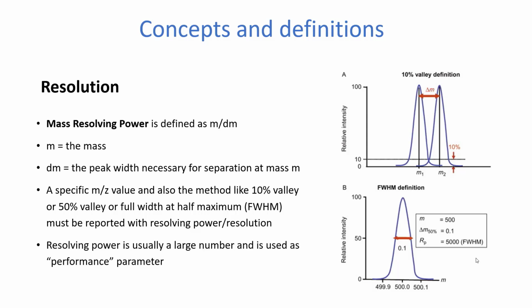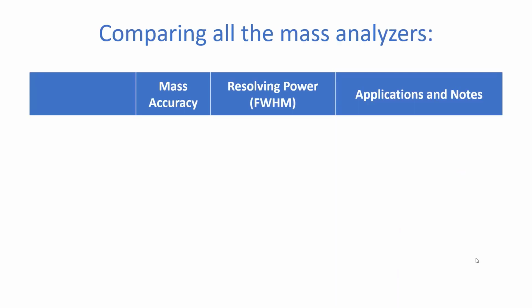Resolving power is usually a large number. So the bigger the resolving power, the better the resolution of the instrument. So it's usually used as a performance parameter. When you're going to buy a mass spec, if resolution is important to you, you'll be looking at those numbers. The mass specs get exponentially more expensive the more resolution they have, and sensitivity is often not as good the higher you go up in resolution, but really powerful mass specs can do both very well, and they're very expensive, in the millions of dollars range.